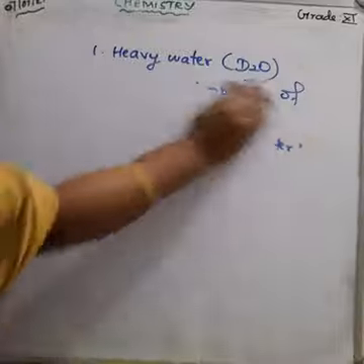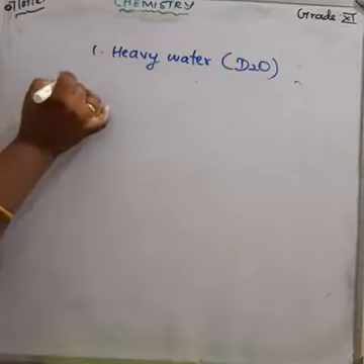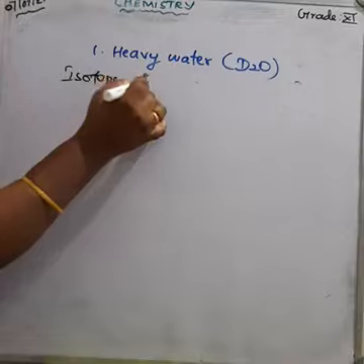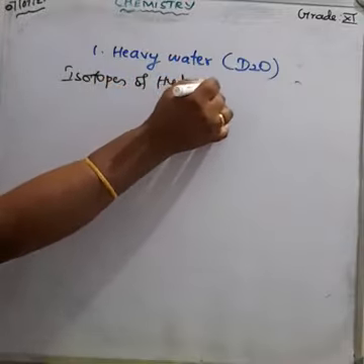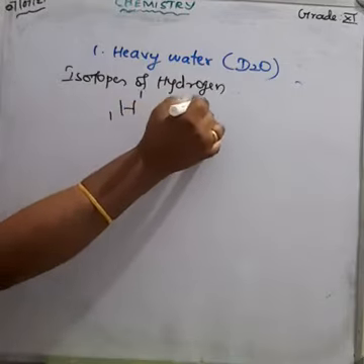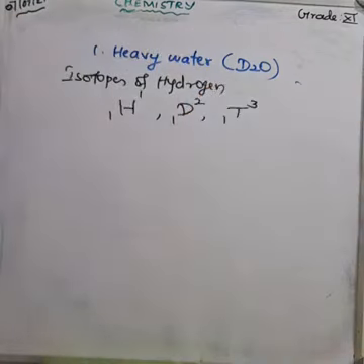Heavy water means isotopic forms of hydrogen. There are three isotopic forms of hydrogen. What are the three isotopic forms? Hydrogen H 1 1 protium, D 1 2 deuterium, T 1 3 tritium. Okay, these are the three isotopic forms of hydrogen.